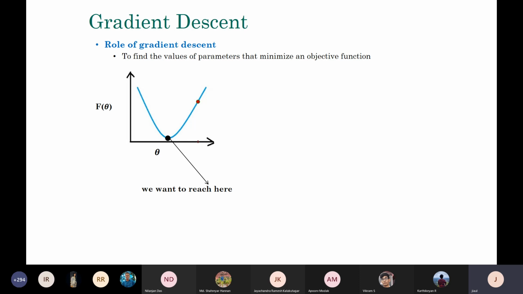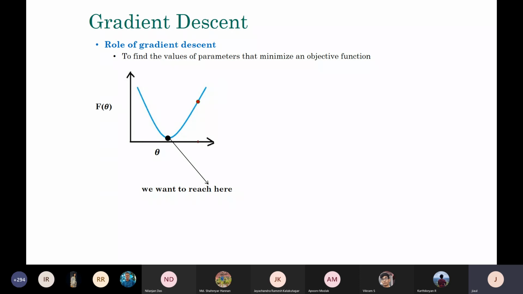All right. Now let's look at gradient descent, and I think probably this slide will explain the main intuition behind gradient descent, why you do that. So what is the role of gradient descent? To find the values of parameters that minimize an objective function. And if it is a maximization problem, it is gradient ascent, just the exact opposite of that.